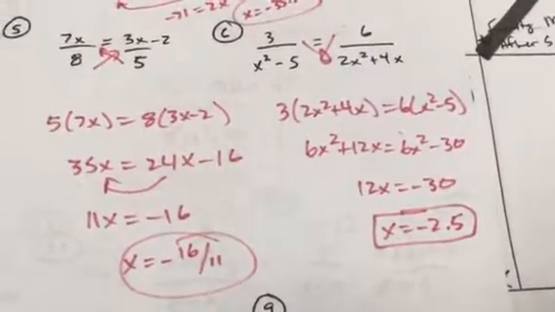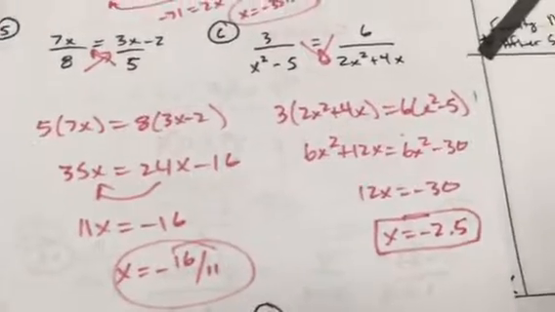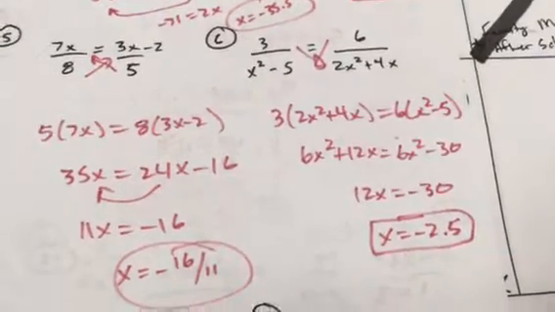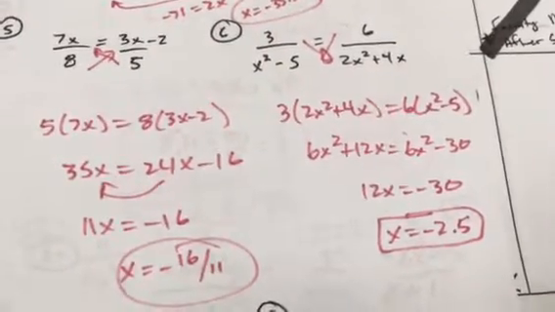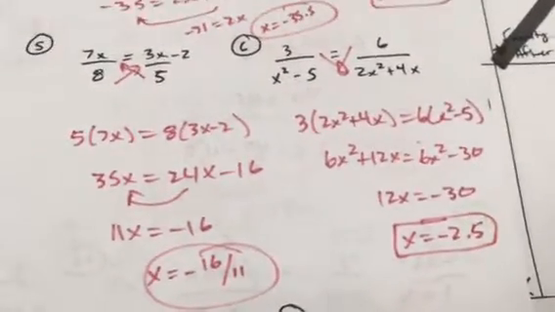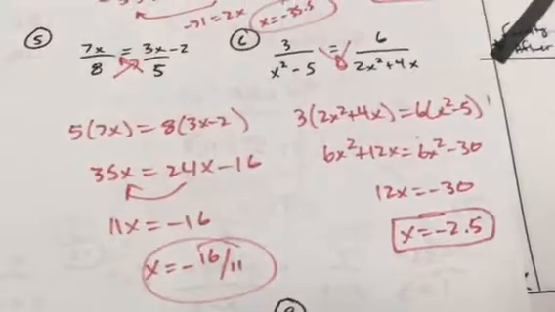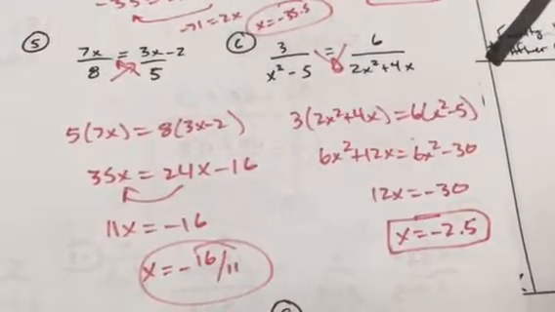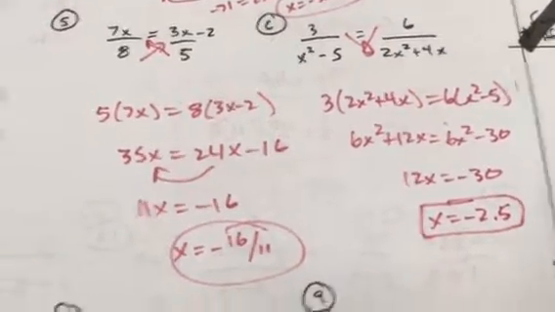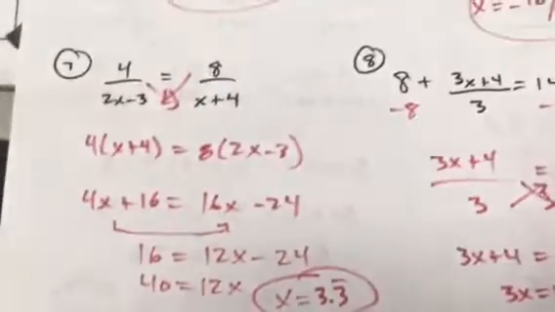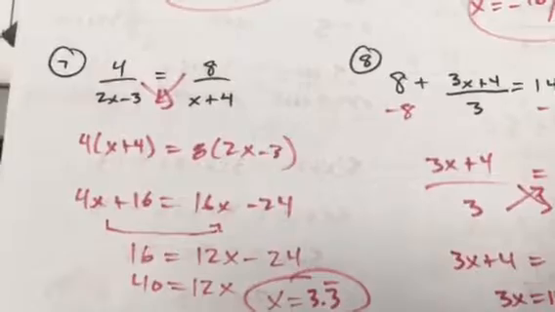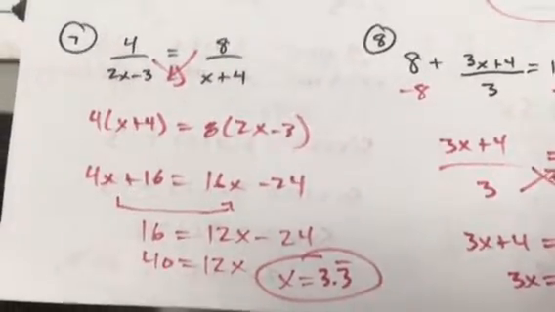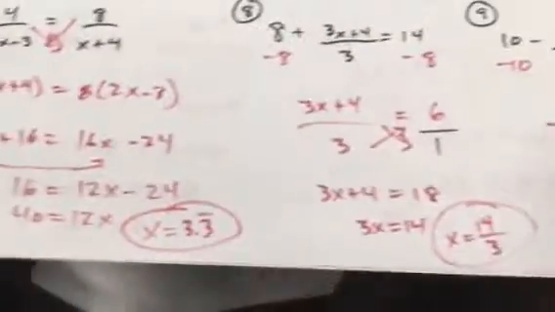And on 6, some of us were a little worried today on the x squareds, but just do 3 times the quantity 2x squared plus 4x equals 6 times the quantity x squared minus 5. And the 6x squareds will cancel. You get 12x equals negative 30. X is negative 2.5. Here you have 4 times the quantity x plus 4 equals 8 times the quantity 2x minus 3. You get 3.3 repeating. You can leave it as 40 over 12.